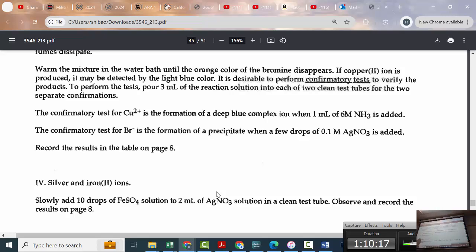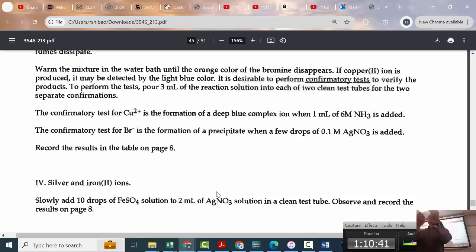Actually, sorry, there's one way we can test it. The confirmatory test for copper 2 is the formation of a deep blue complex when you add 6 molar ammonia. Sometimes the blue is super faint. And so what we're going to do is divide the solution here into 2 test tubes. Test tube 1, we're going to test for copper 2. Test tube 2, we're going to test for bromide.